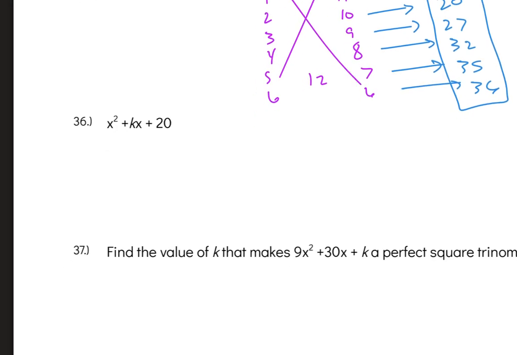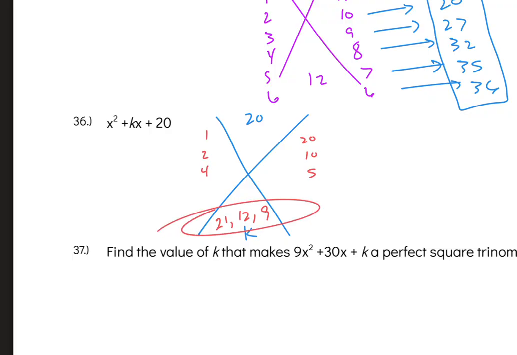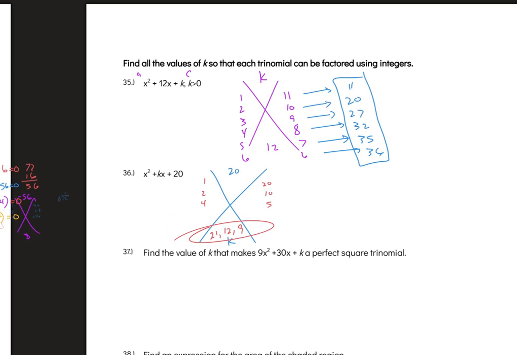So doing the same thing with this one, this is 20 and this is k. So essentially here are the factors of 20. There's 1 and 20, 2 and 10, 4 and 5. I mean, that's it. So if we had those, k would either be 21, 12, or 9, because that would give 20, that would give 20, that would give 20, and when you combine them, we would get that.